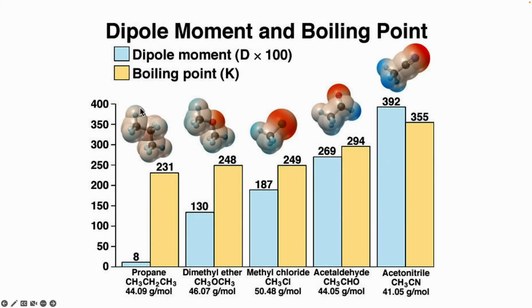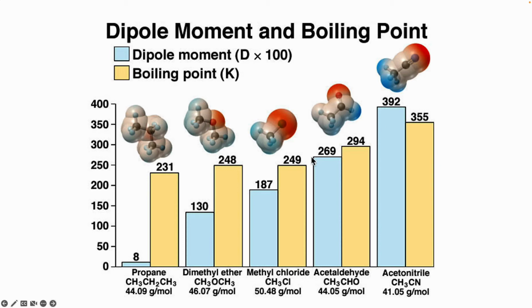Now this plot is really kind of interesting. And so in blue is the dipole moment. And so it's a measure of how polar a molecule is. The gold is a measure of the boiling point. And so you can say that in general, as the blue goes up, the boiling point goes up. Again, the more polar the molecule, the stronger the interaction, the higher the boiling point, melting point, and the lower the vapor pressure.